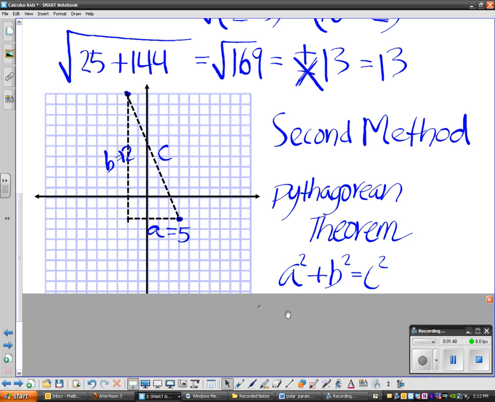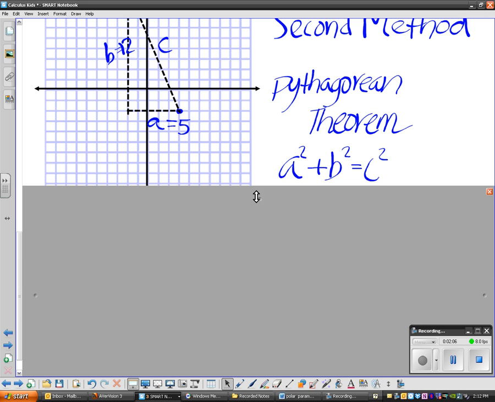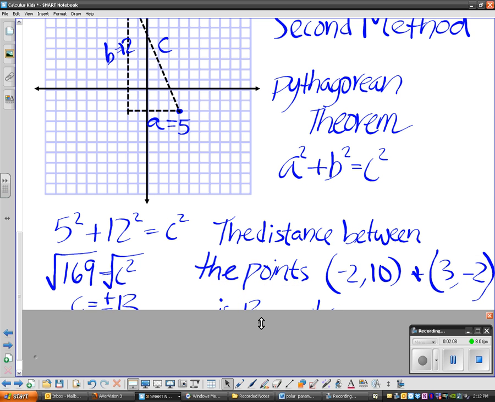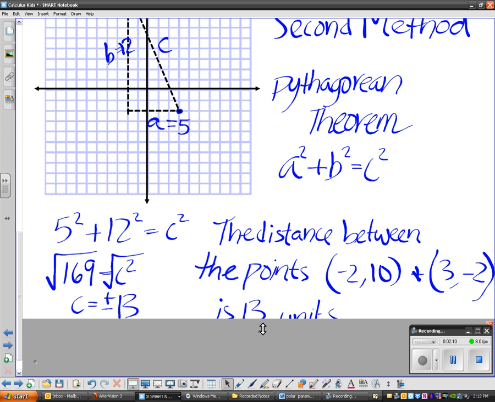The bottom we can count just the units across, and we get A equaling 5, and then the other leg is going to be 12, which is B, and we just get that distance by counting up the points from negative 2 up to 10, which is 12 of course. So then all we're going to do is plug in A and B into the Pythagorean theorem equation, which is 5 squared plus 12 squared equals c squared.